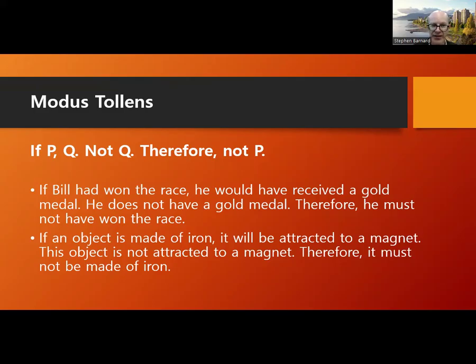Here's a scientific one, the second one here. If an object is made of iron, it will be attracted to a magnet. So imagine you have an object and you want to know if this object is in fact made of iron. If the object is not attracted to a magnet, it must not be made of iron. So if the object is made of iron, P, then it will be attracted to a magnet, Q. It's not attracted to a magnet, not Q. Therefore, it must not be made of iron, therefore not P.